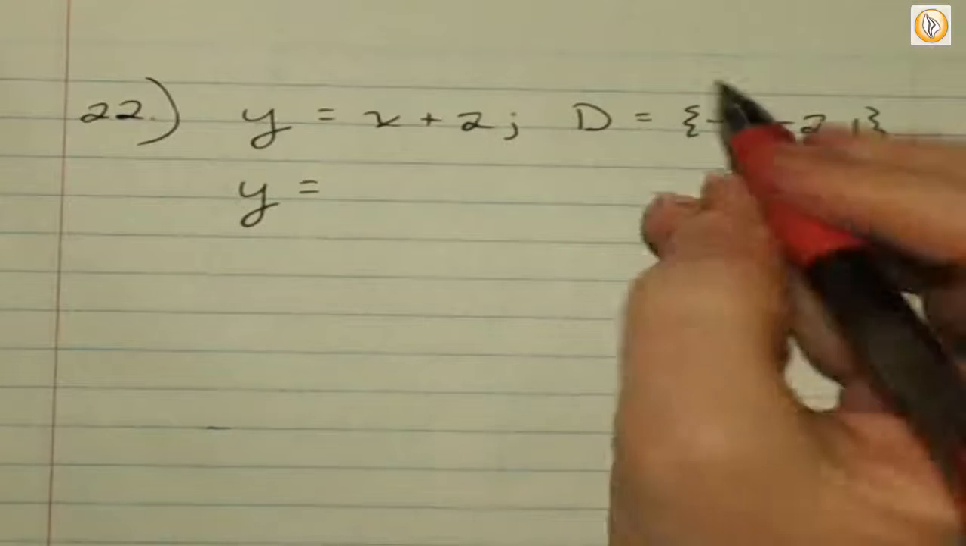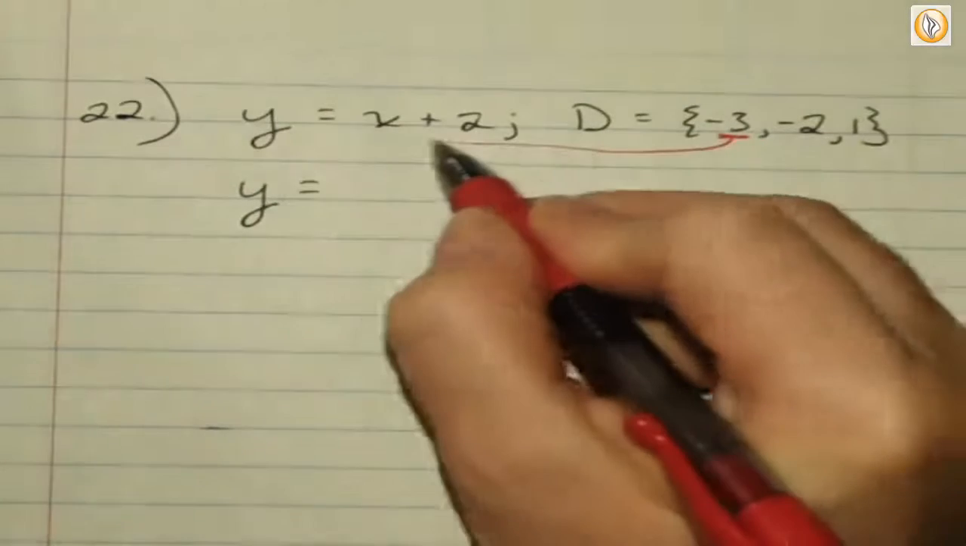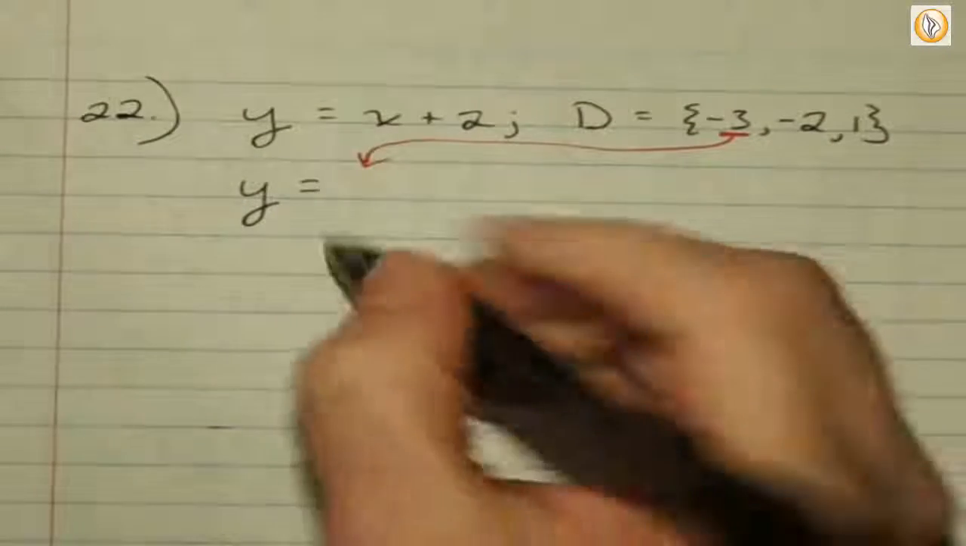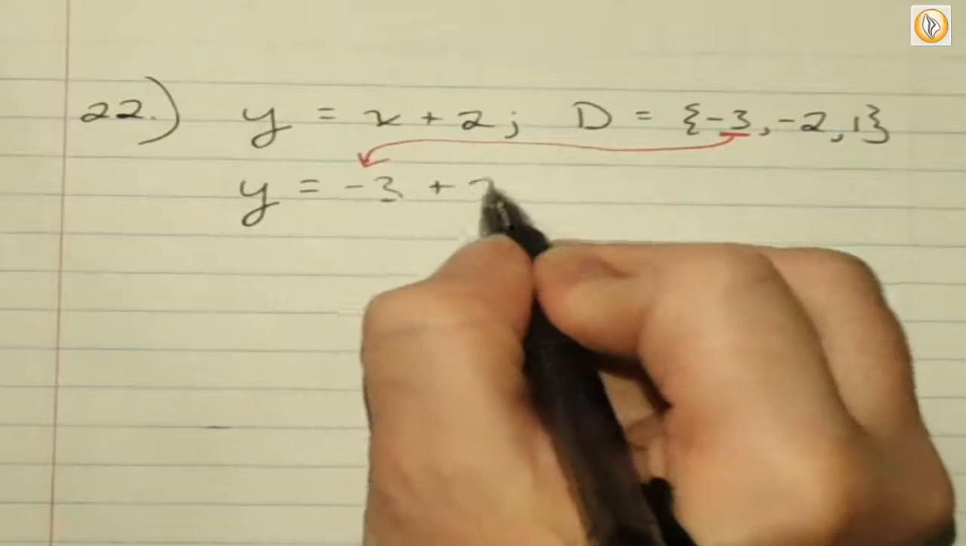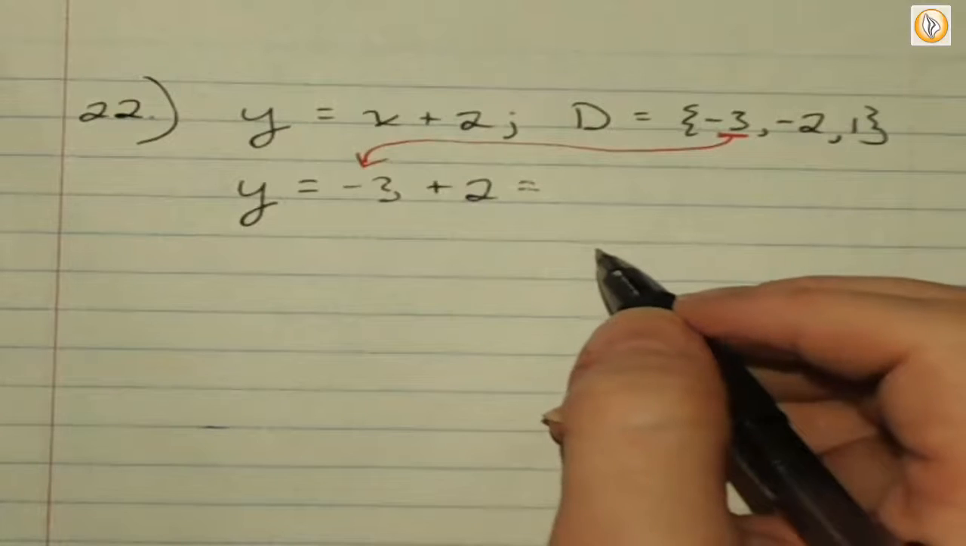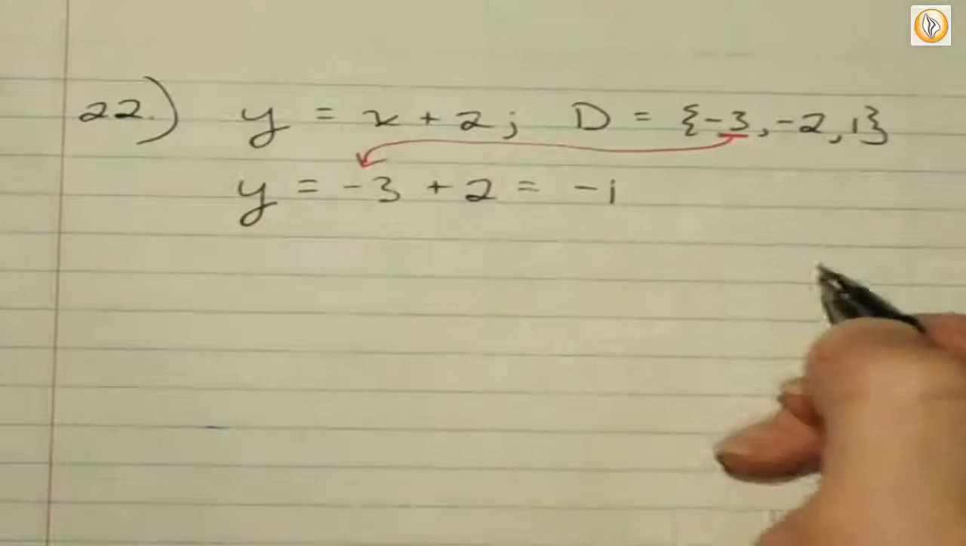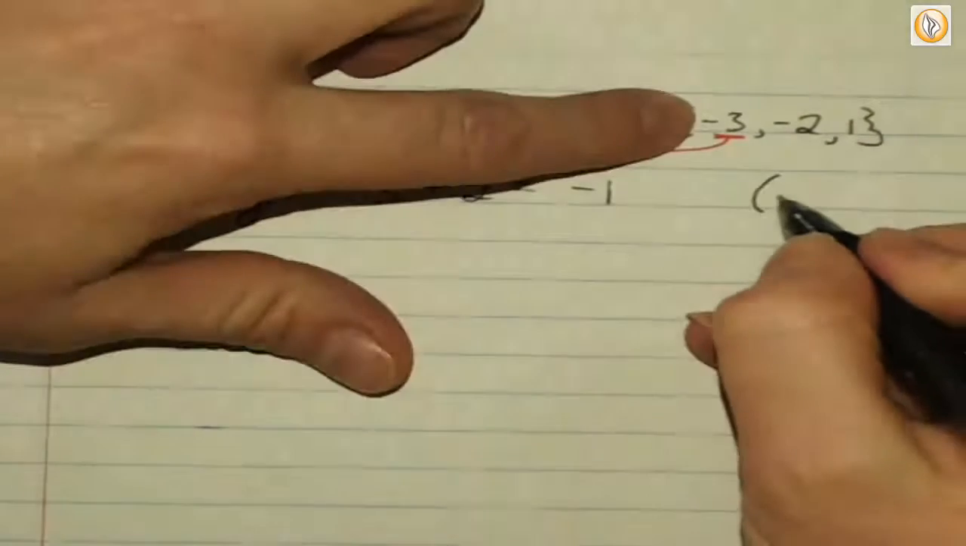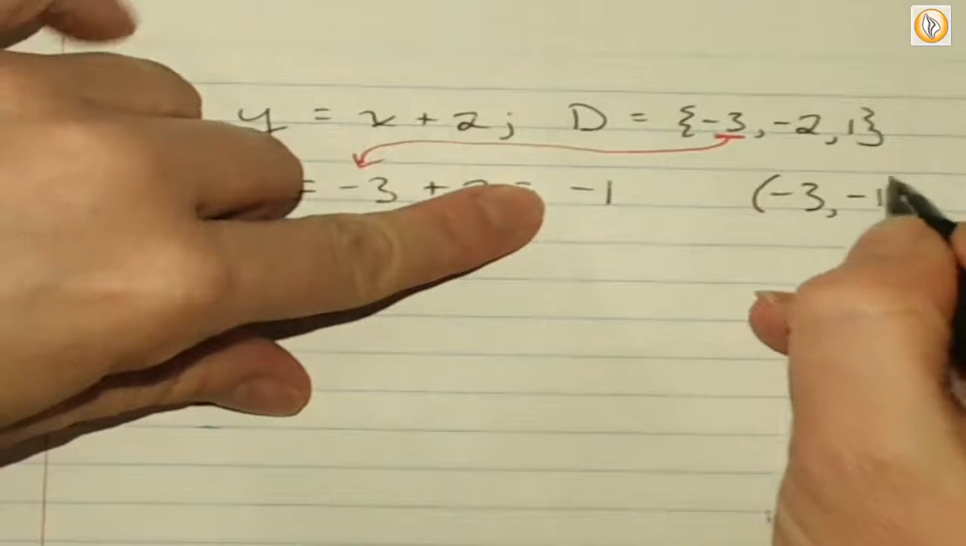All right. So y equals, we're going to substitute this -3 in place of the x. So I have -3 plus 2. What do I get? Raise your hand. -1. -1. So my ordered pair is -3 and -1.